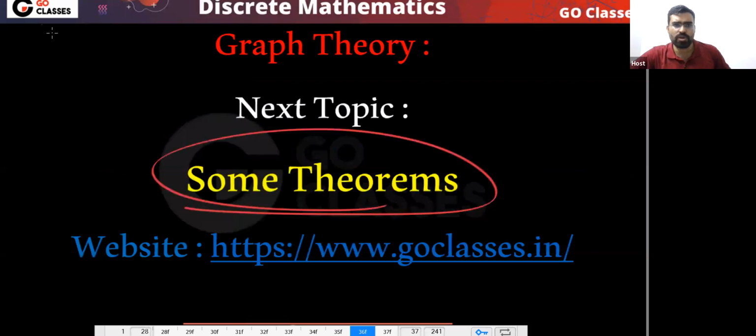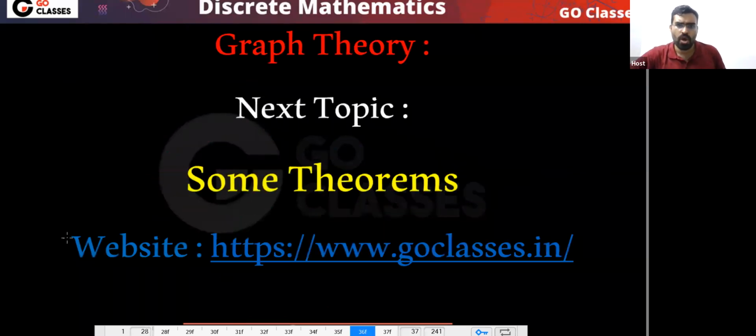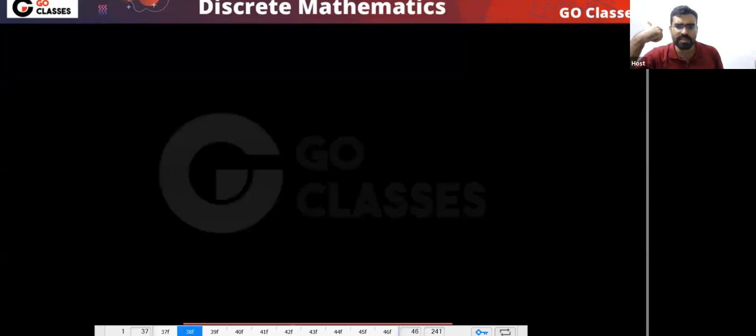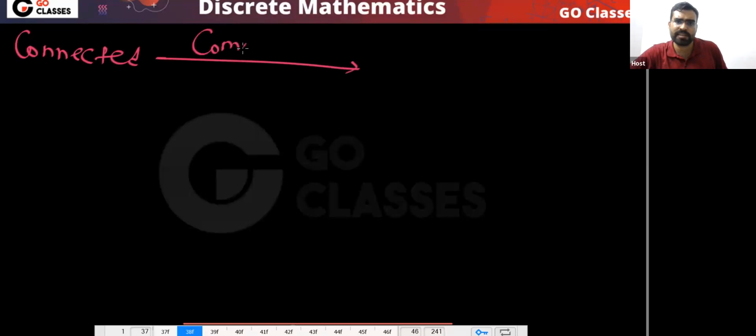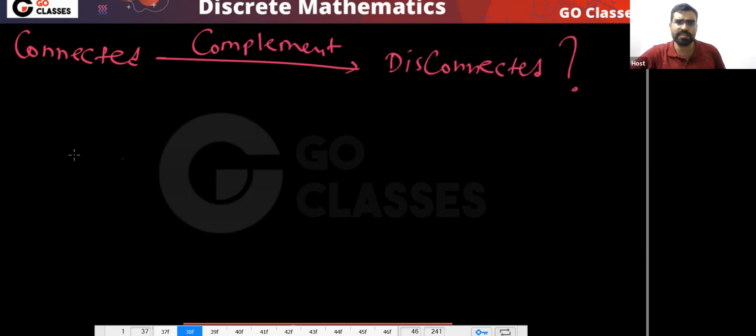The next is some theorems. Now we will solve some questions. All these theorems, they can ask you in terms of questions. They can create questions from these theorems. Let's see the first one. Tell me one thing. For a connected graph, can I say the complement will definitely be connected? Like if you have a connected graph, can I say the complement will definitely be disconnected? Can I guarantee this? Tell me.